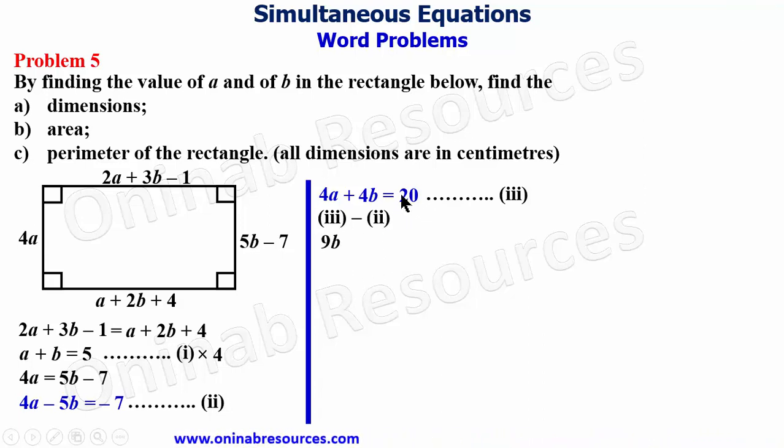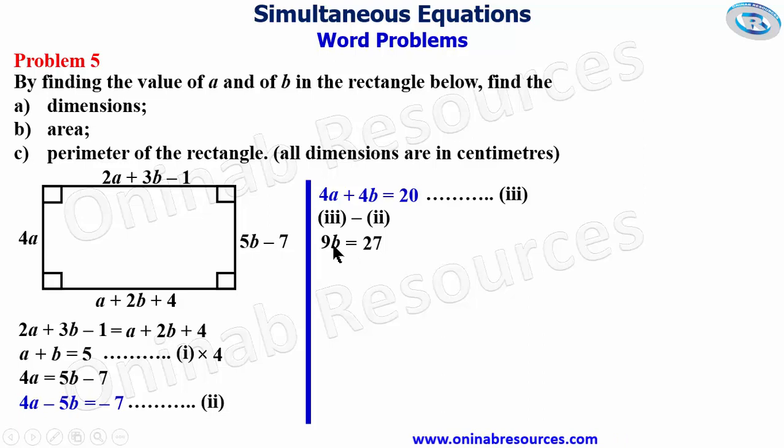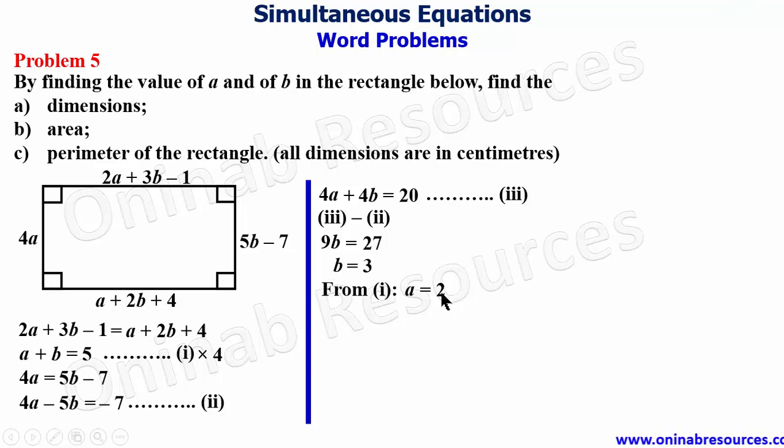And 20, that is equation 3, minus negative 7, that's going to give us 20 plus 7 to give us 27. So 9b is equal to 27. Dividing both sides by 9, b is equal to 3. Then we can get a from equation 1. That's going to give us a is equal to 2, since 5 minus 3 gives 2.